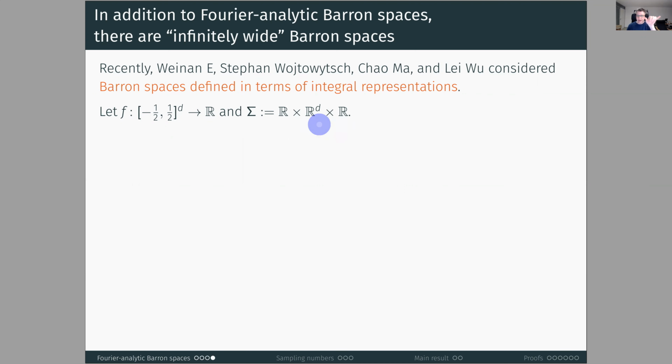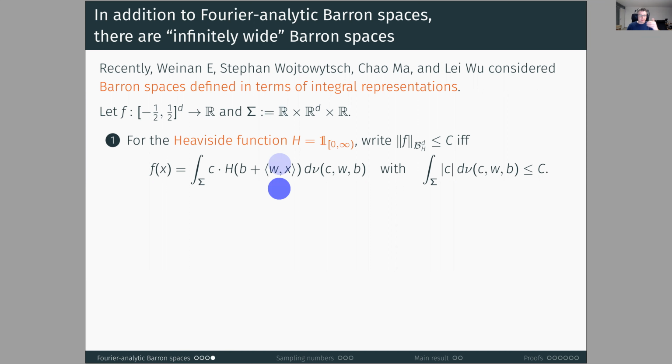Why? Because each neuron has a weight vector, which is from R^d. There's a bias, which comes from R. And we can multiply it by a scalar when we take the linear combination, this R part here. And then if we now take the Heaviside activation function, we say that f belongs to this Heaviside infinitely wide Barron space if you can write f as such an integral here, where nu is a probability measure, so we have a distribution on the parameters c, w, b, such that you can write f as an expectation of single neuron networks. And the condition that you require from this probability distribution is that if you integrate over the absolute value of c, this thing here should be bounded.